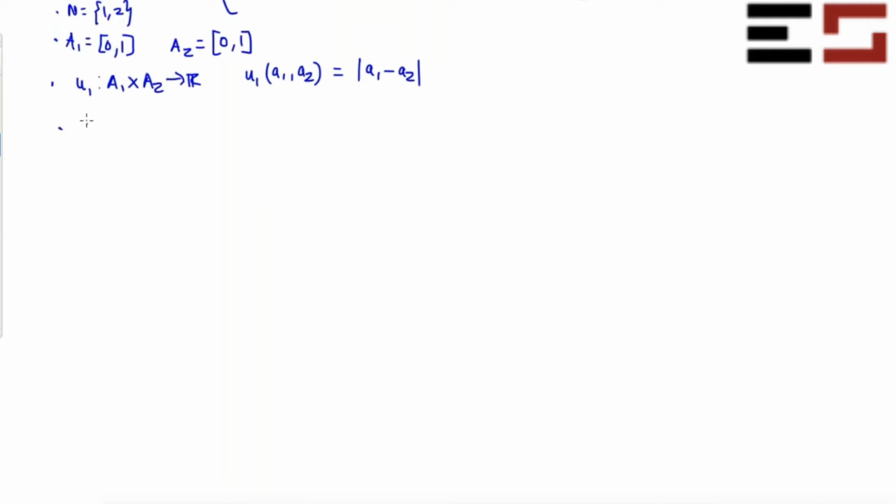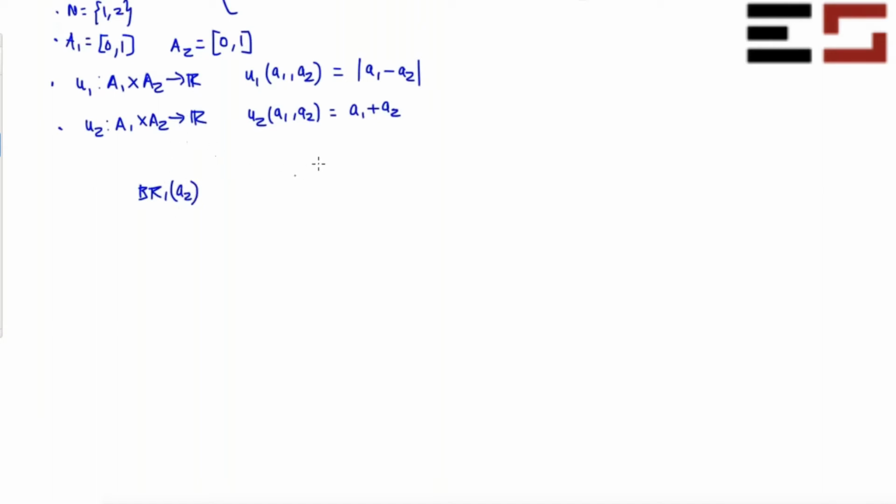And let's say player two's utility function is a1 plus a2. Okay, so it's a simple problem. Why don't you solve this now? Tell me the best response function of player one. Give me BR1(a2).